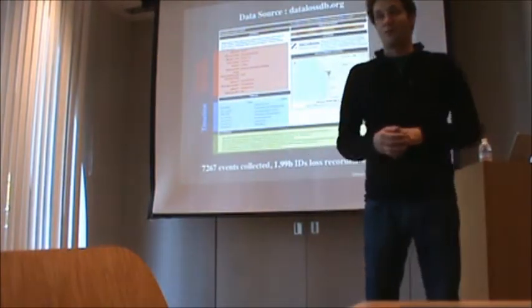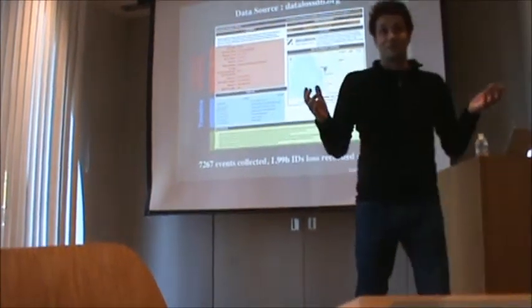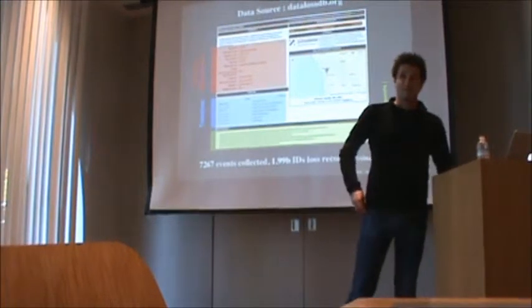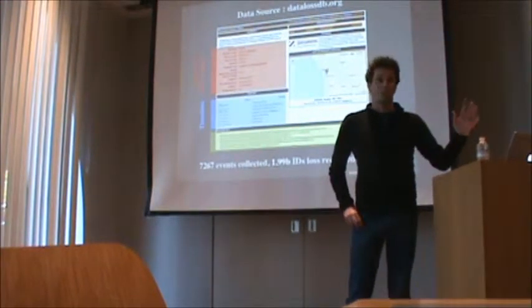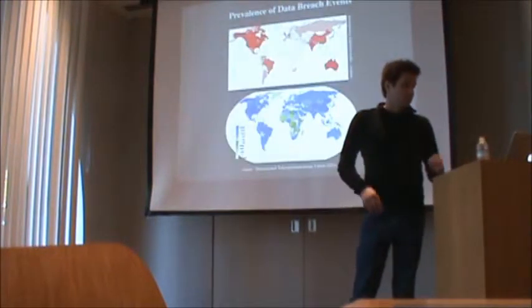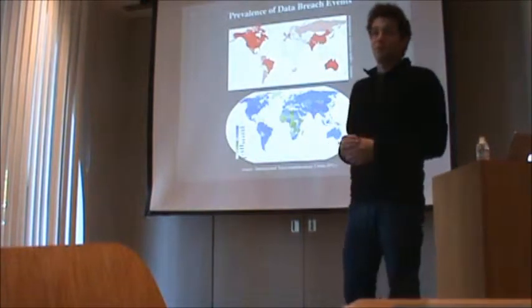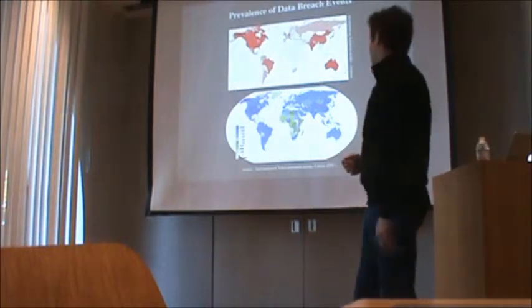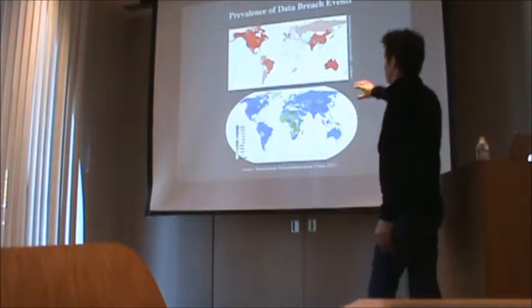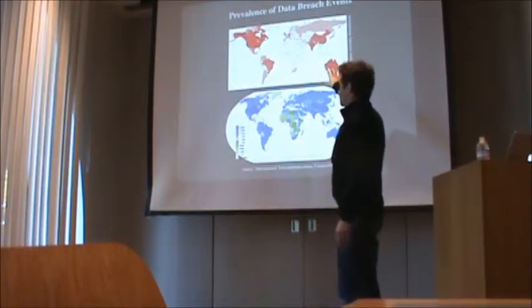Personal data. So it's a lot. It's really a lot of IDs that have been stolen or leaked. Interestingly, the prevalence of data breaches maps quite well with internet utilization. So on the top you have the prevalence of data breaches.